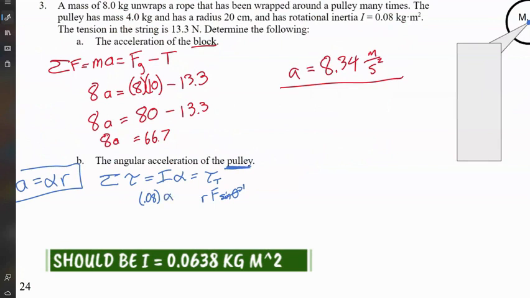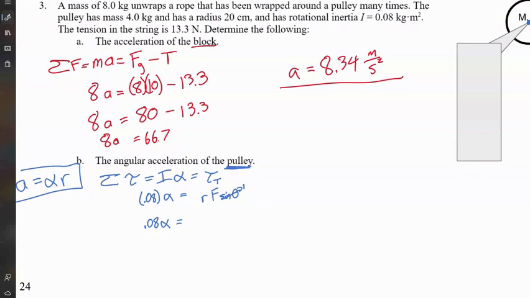Our rotational inertia, we're told in the problem, is 0.08 kilogram meters squared. Alpha is what we're looking to find. It's equal to r F sine theta. Oh, I started plugging in some numbers early, sorry. So 0.08 alpha is equal to the radius of the wheel, 0.2, times the force being exerted, the force of tension, 13.3 newtons. Then we can find our alpha: 0.2 times 13.3 divided by 0.08.